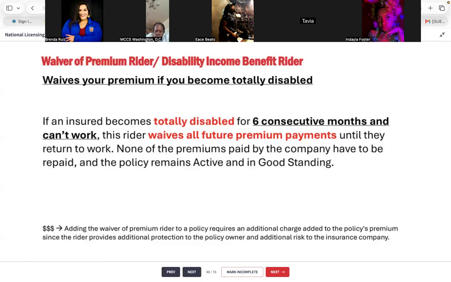Now, adding the waiver of premium to a policy does cost the client extra. But this also pays you more. Pretty cool, right? Everyone wins here. I've seen clients use this before. I have several clients who have used this, and it's not that much more that they pay. It's literally a few dollars a month and it protects them, right?